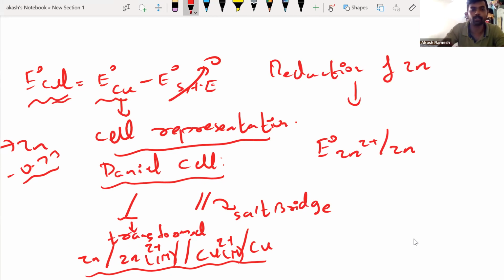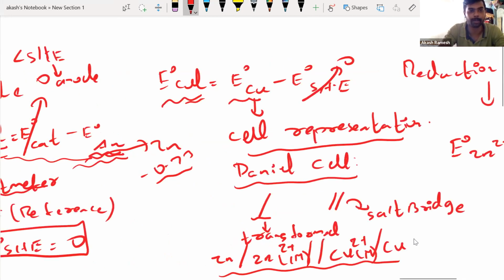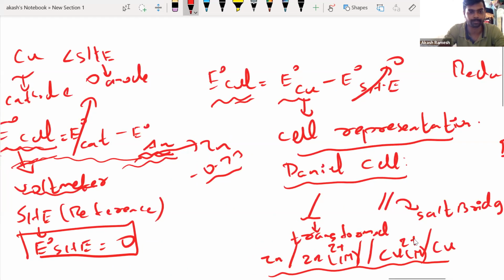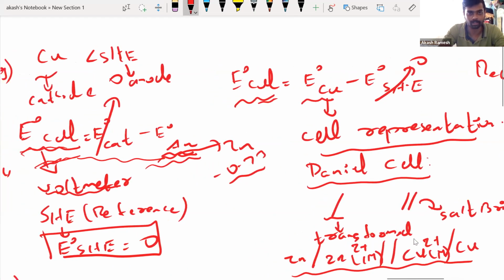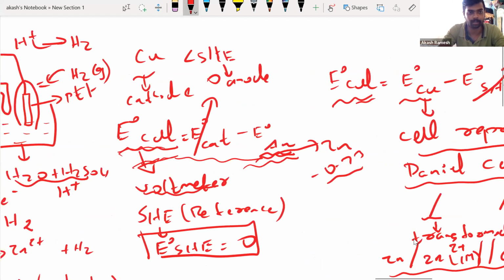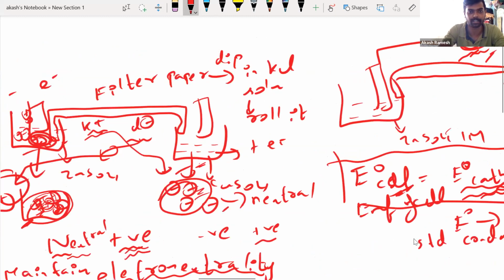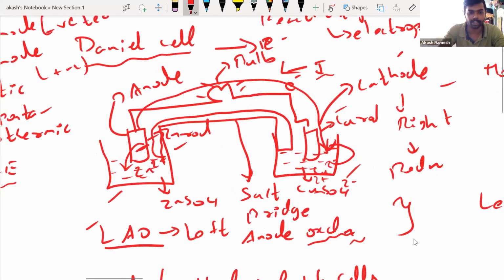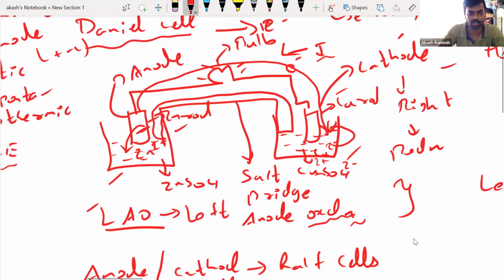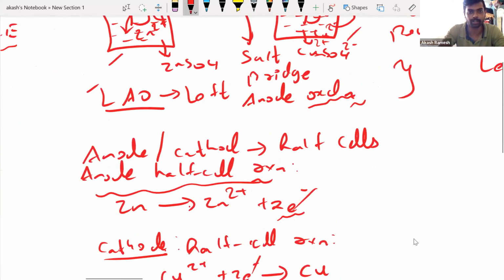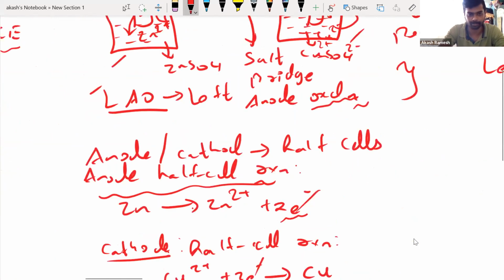Now, if I want to give you an example, I'll take my Daniel cell. Where is my Daniel cell? Oh, this is my Daniel cell. Yeah, here exactly it is. We wrote the equation here: E naught cathode minus E naught anode. We didn't write it, okay, we'll write it here.